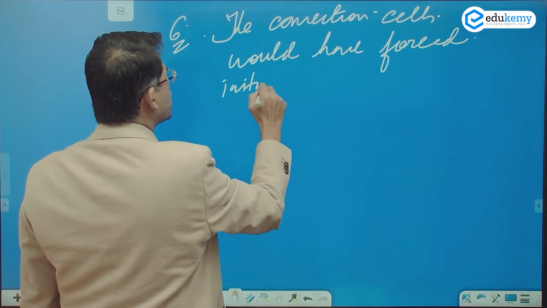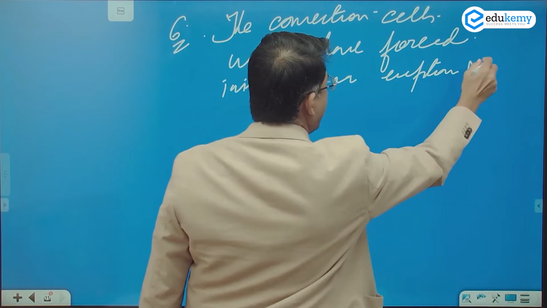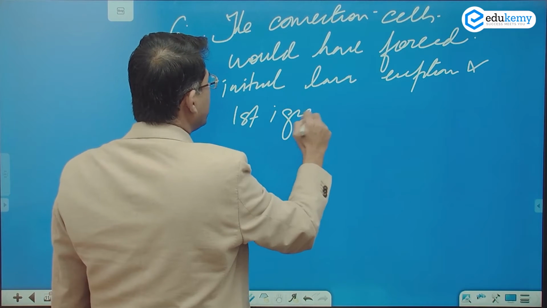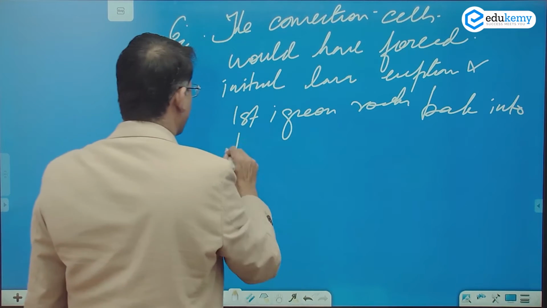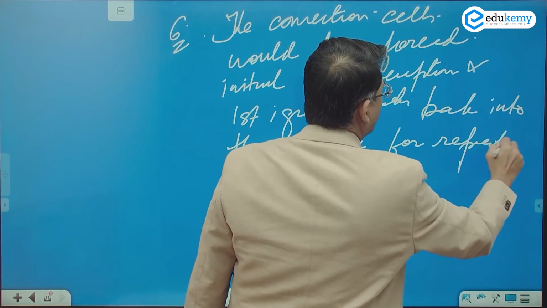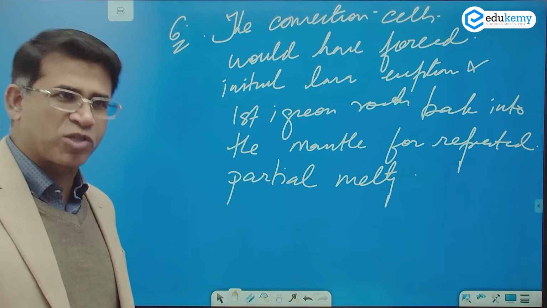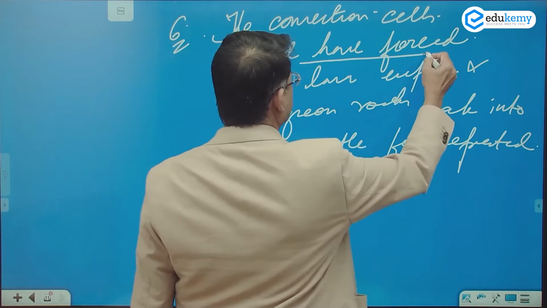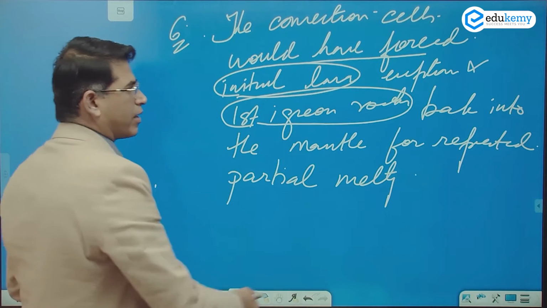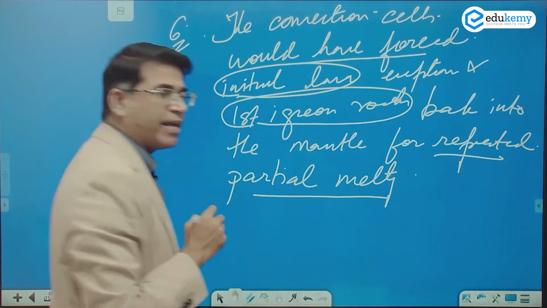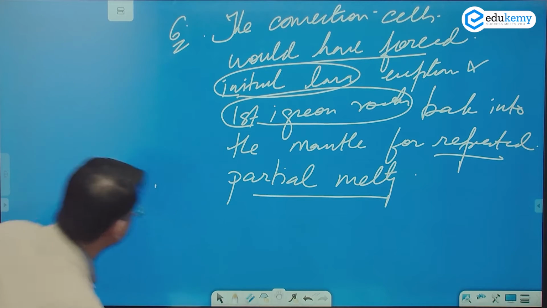The convection cells would have forced the initial lava eruptions and the first igneous rocks back into the mantle for repeated partial melting. The convection cells would have forced the initial lava eruptions and the first igneous rocks to get pulled back into the mantle, okay, for repeated partial melting.